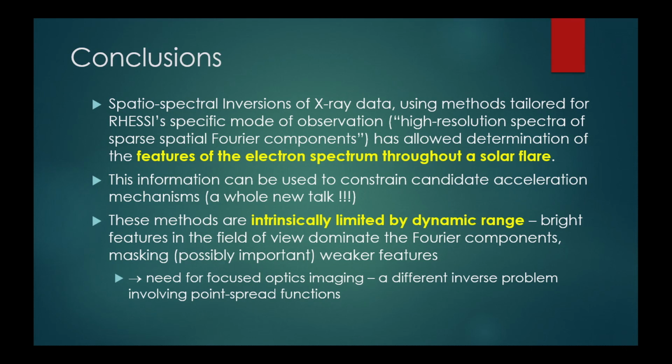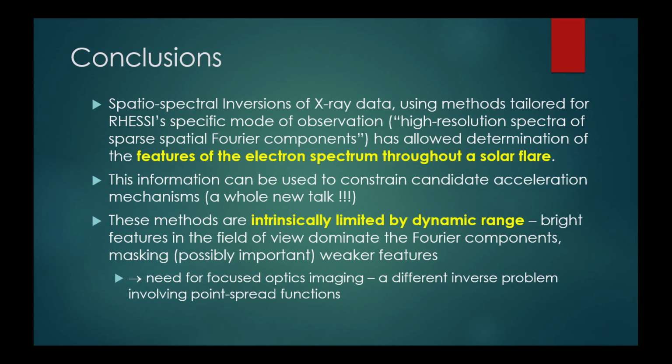We have been able to use this very novel design instrument, which has its strengths and limitations. The major limitation being it observes not images, but Fourier components of images at only a sparse number of points. But because necessity is the mother of invention, we've developed some really sophisticated algorithms to make the most use of data in that form, allowing us to address the science goal, which is how does the electron spectrum vary from point to point within the flare.